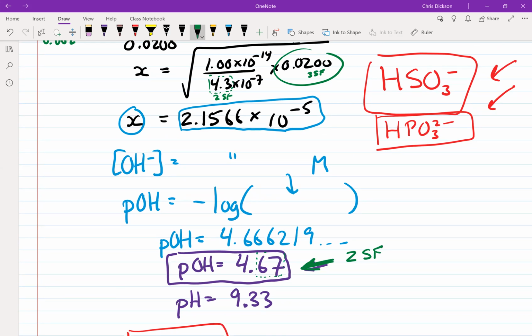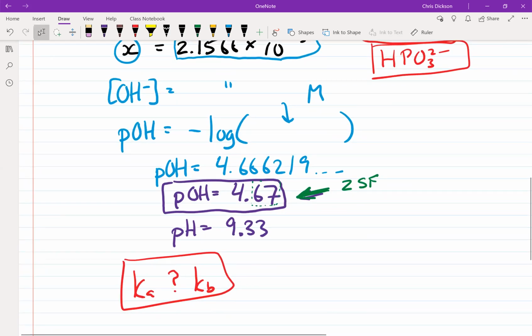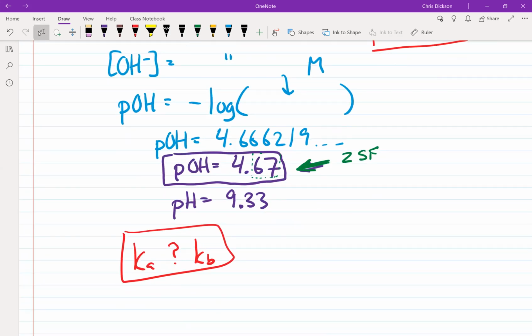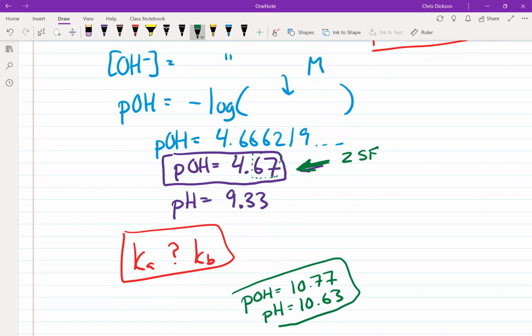I was also asked to send the answers for the quiz yesterday. I believe, if I have this right, the pOH was 10.77, and the second question, the pH, was 10.63, which I had no idea were going to work out to be such close numbers, which is kind of cool. I'm just a math nerd that way. So anyway, that should be the solutions for yesterday's quiz. Someone asked a question about that.